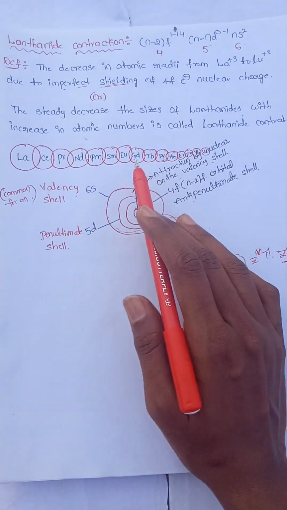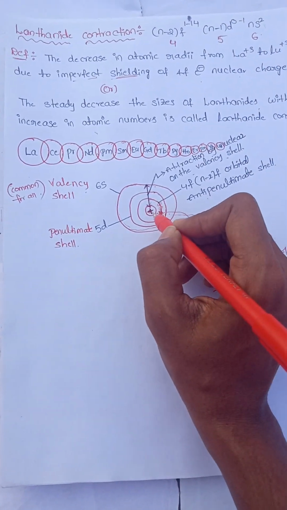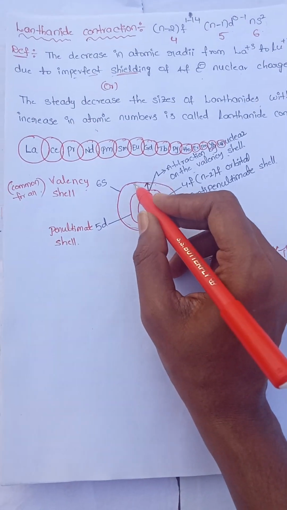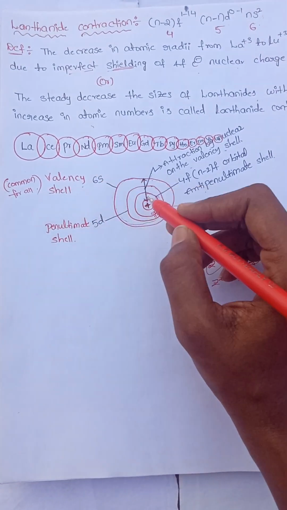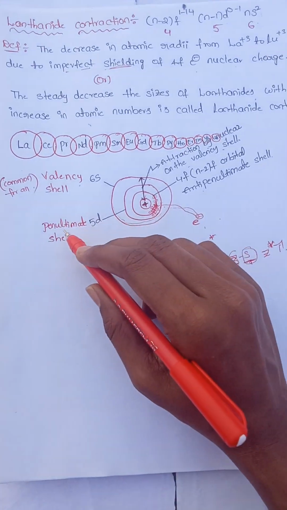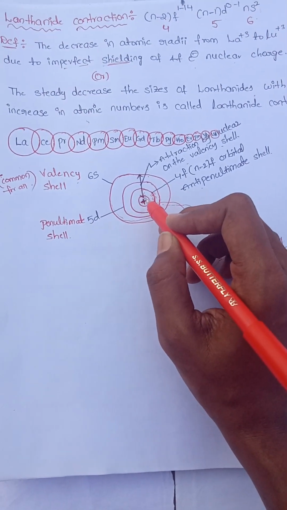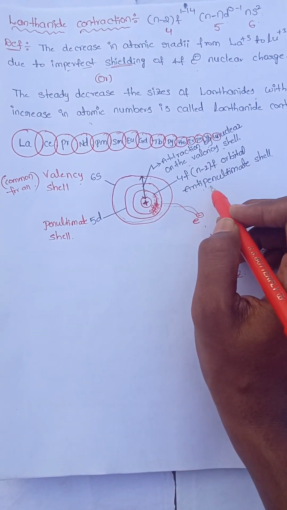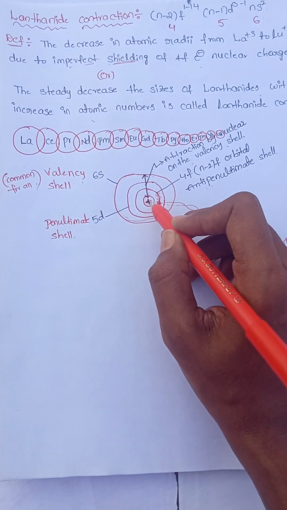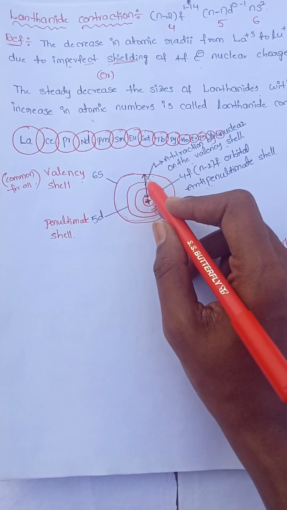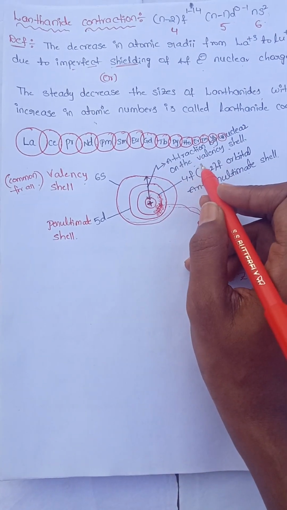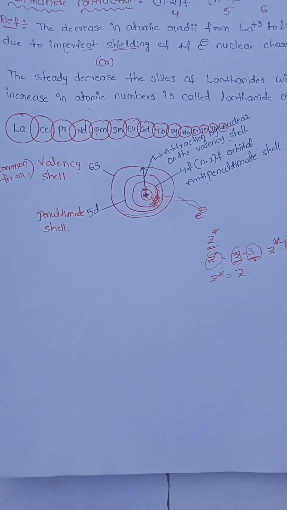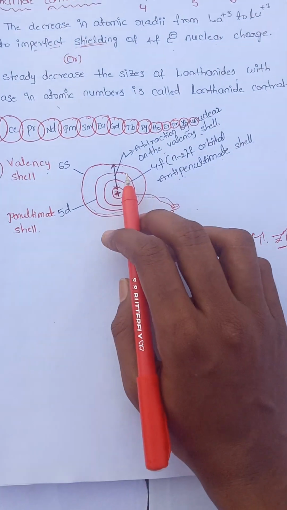This is the example. So here 6s is the outermost electron, that means the valence shell; another is 5d, the penultimate shell; and another is 4f, (n-2)f, the antipenultimate shell. This is the nuclear charge, and the outermost electrons are attracted by the nuclear charge. So this is the diagram, guys.